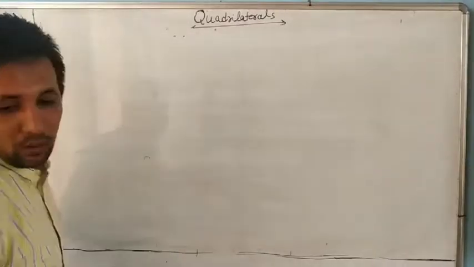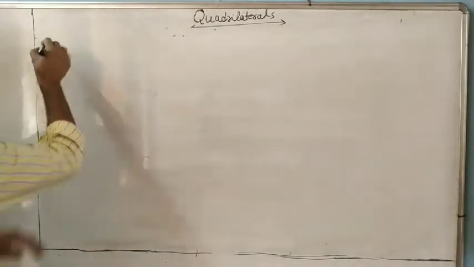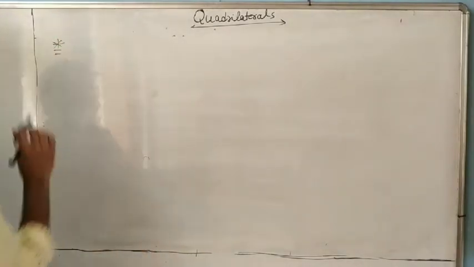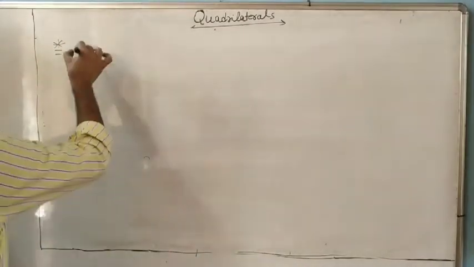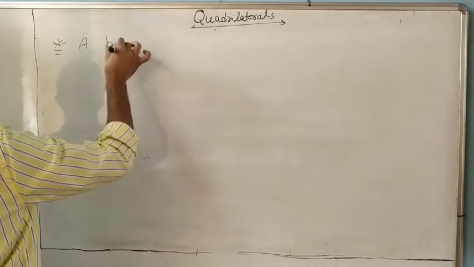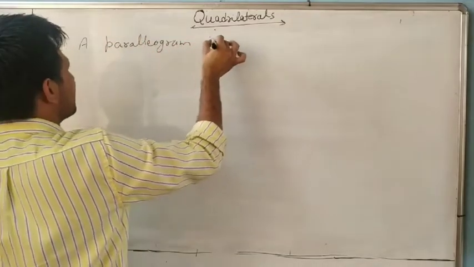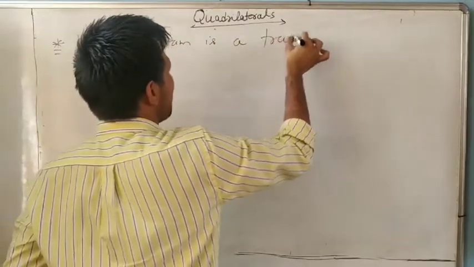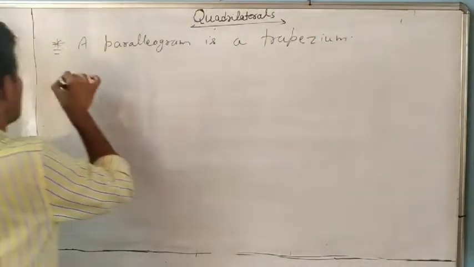From all these, what did we discuss? We discussed some important points. Note down: a parallelogram is a trapezium, always a trapezium. But a trapezium is not a parallelogram.